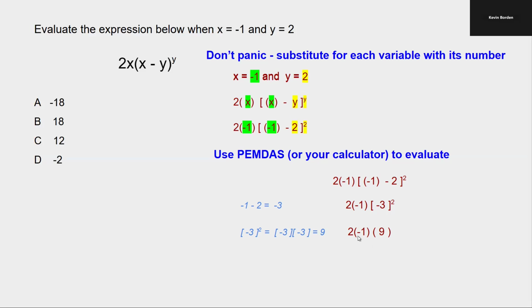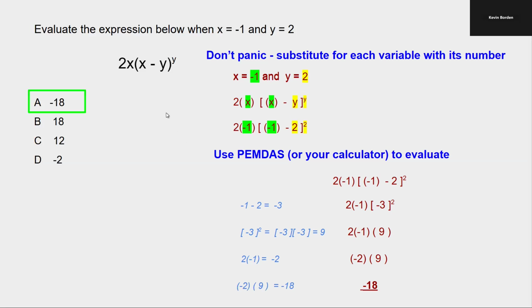So now we have 2 times -1 times +9. All we have left is multiplication at this point. We do the multiplication from left to right. So we will start with 2 times -1. 2 times -1 is -2. And we're left with just -2 times +9. That's -18. And there is our answer.